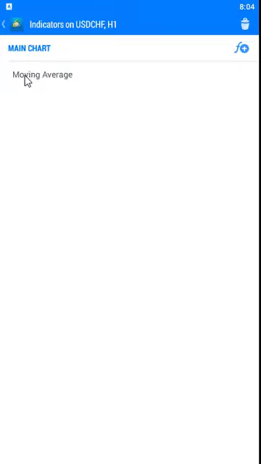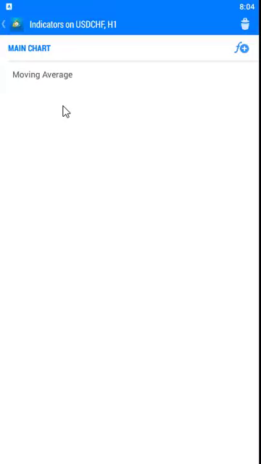Probably you have just a moving average here, or even if you don't have any moving average here, you have to click on this plus to add a moving average. But if you have one, let's start with the one we have. The first thing we're going to do is to click on the moving average you have there. Probably you have other tools here.